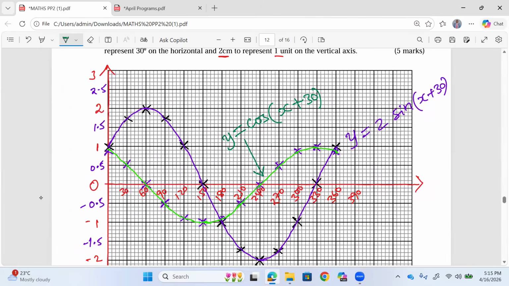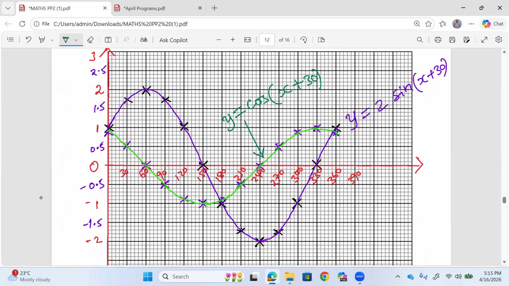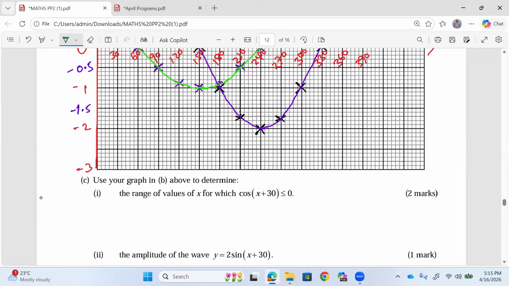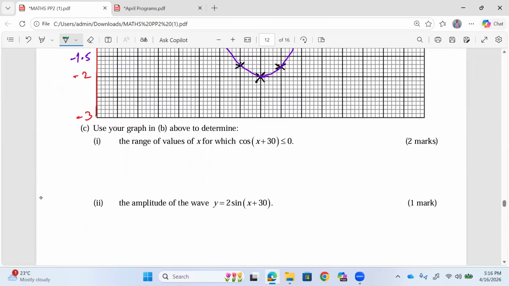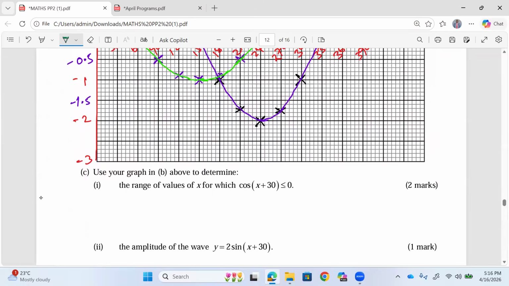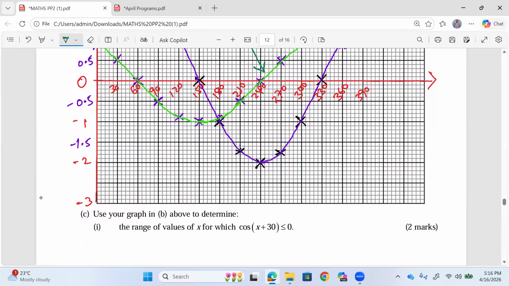I really like the question. Now, after plotting the two curves, we are told to find, using the graph, the range of values of x for which the cosine of x plus 30 is less than or equal to 0.